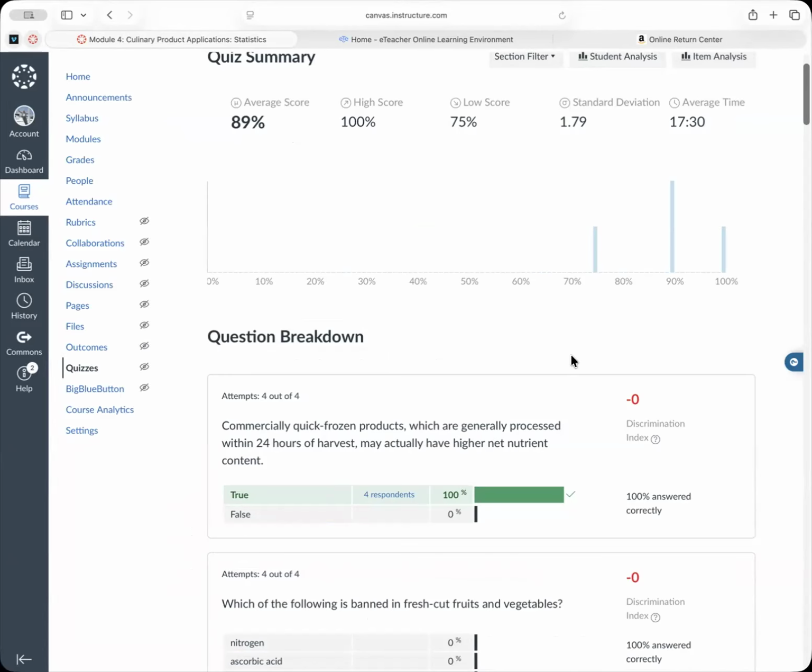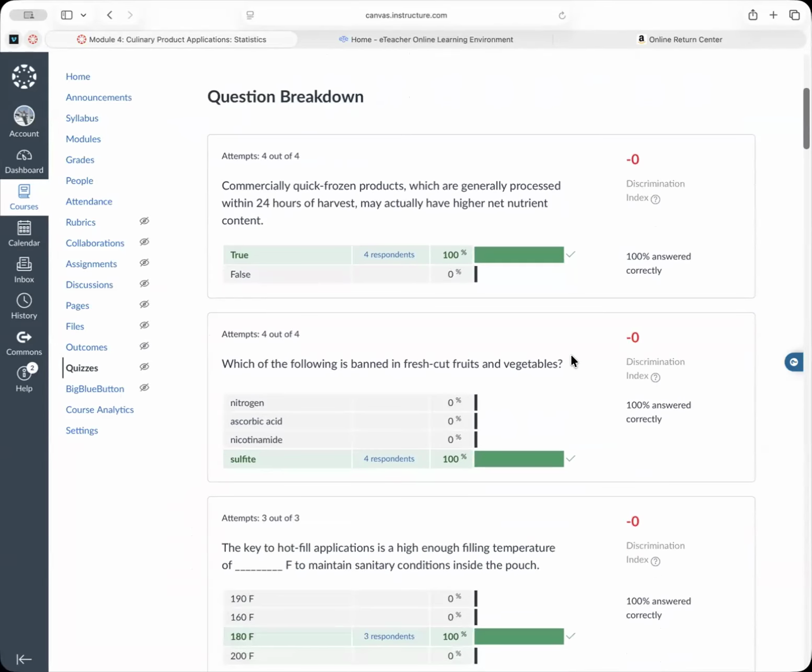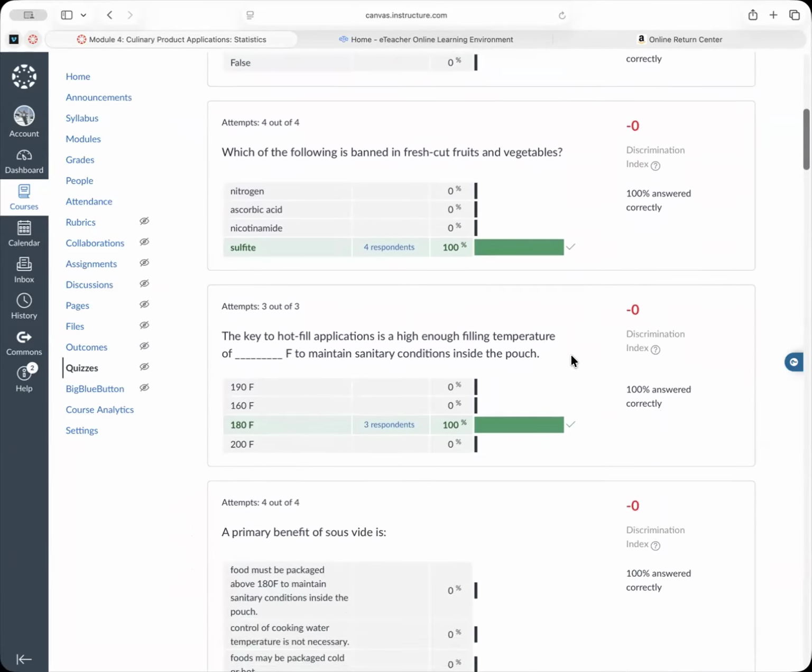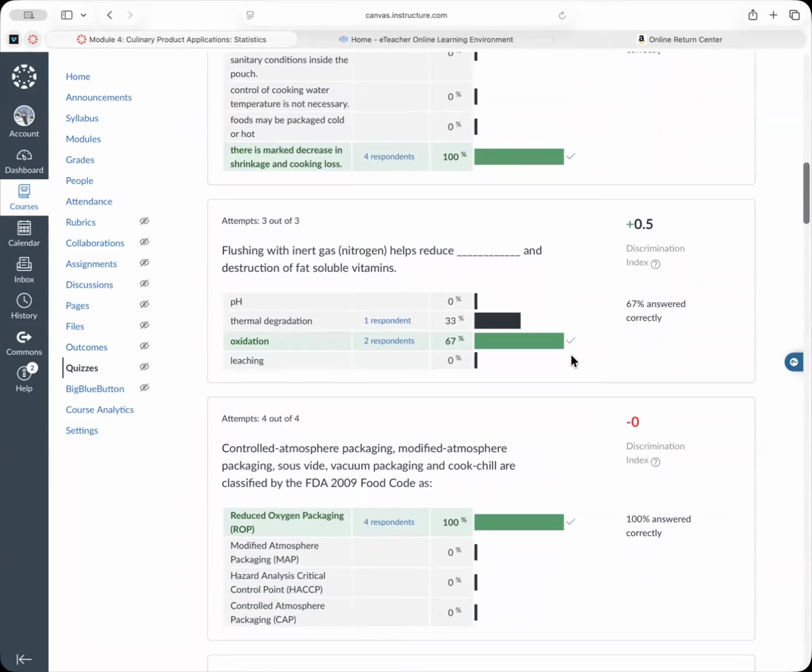So let's look at the quiz. I think this quiz was a little more challenging. Flushing with inert gas, nitrogen, reduces rancidity and the destruction of fat-soluble vitamins. Right. Oxygen.